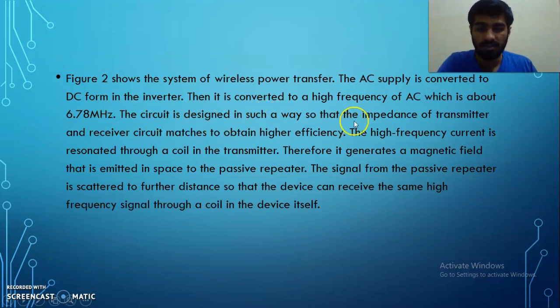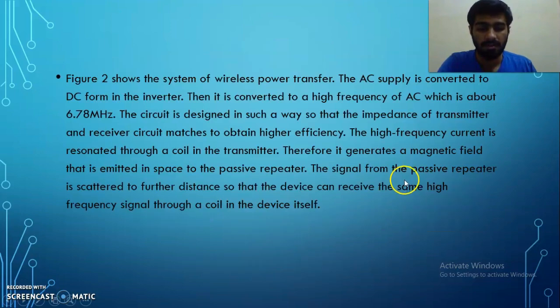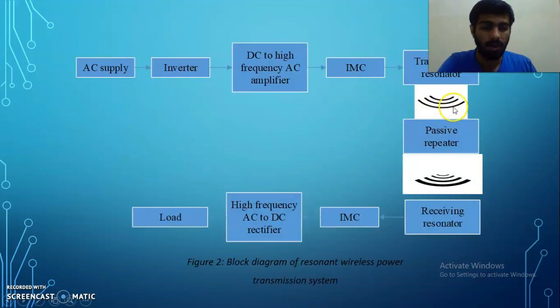The circuit is designed in such a way that the impedance of the transmitter and receiver circuit matches. This IMC circuit is used so that the impedance of the transmitter and the receiver is the same, so that the efficiency is higher, more than 50%, about 70 or 80%, so that all the wirelessly transmitted signal can be received by the receiving resonator.